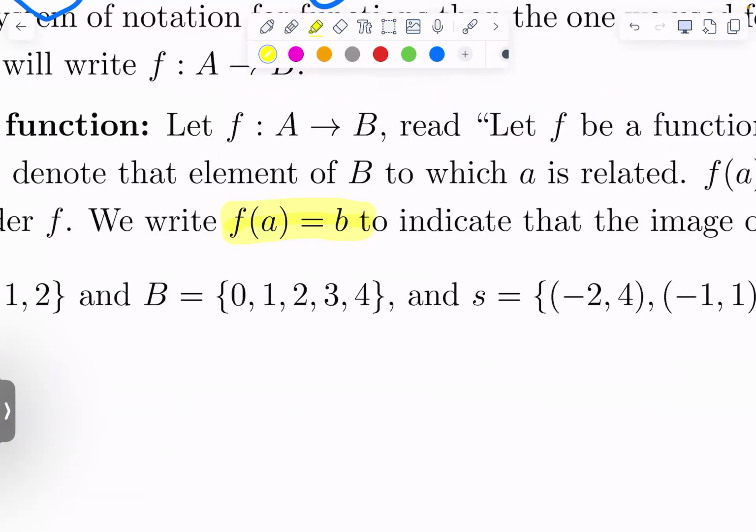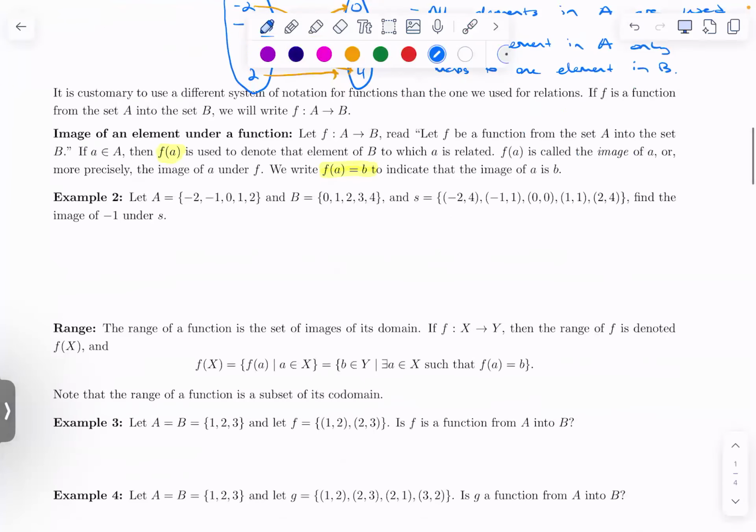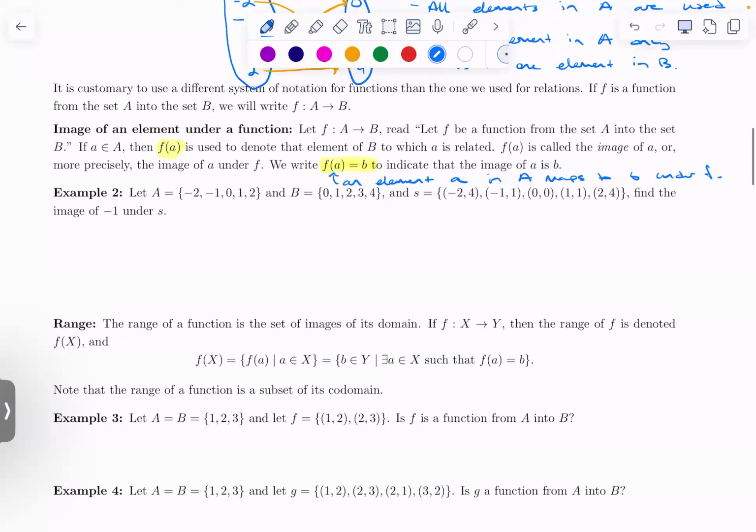And so really all we need to take away from this is this relationship. An element a in A in the domain is going to map to b under f. a is the input, b is the output. Let's say that f(a) equals b. a is the input and b is the output.